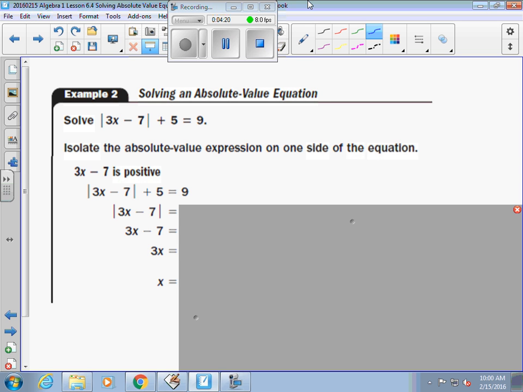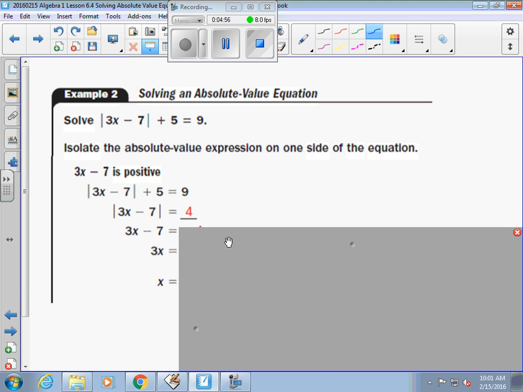Solving an absolute value equation. Now, the difference between example number 1 and example number 2 is the absolute value is not isolated from the jump. It says the absolute value of 3x minus 7, and then there's a plus something. In this case, it says plus 5 is equal to 9. You still do your order of operations. You still undo them backwards. So you undo plus and minus before you undo the grouping symbols, which we call parentheses, and please excuse my dear Aunt Sally.